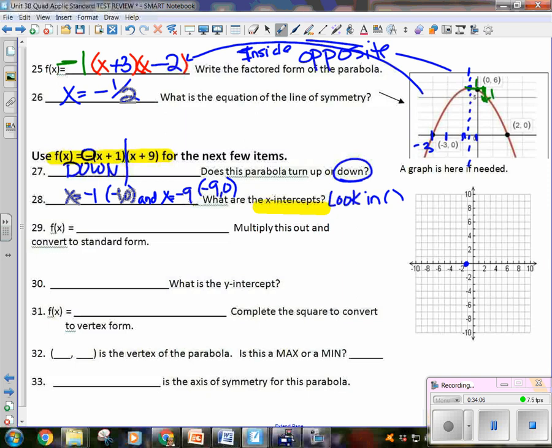What are the x-intercepts? Got that part. Multiply this out and convert to standard form. Okay, I'm going to do that. Notice I still have my negative out front, so I'm going to multiply that part first.